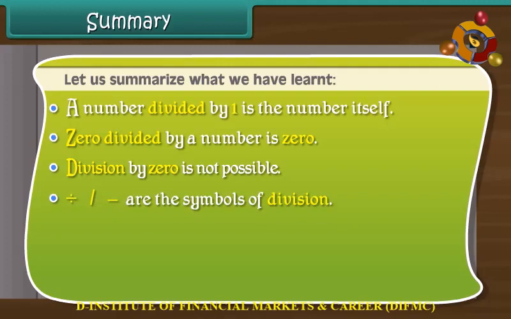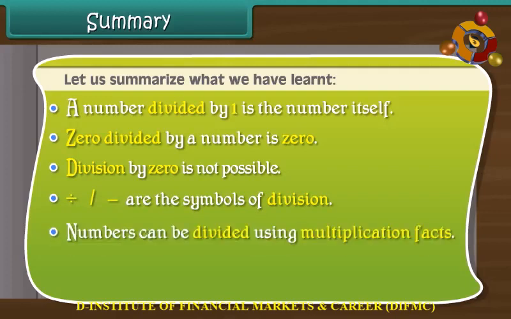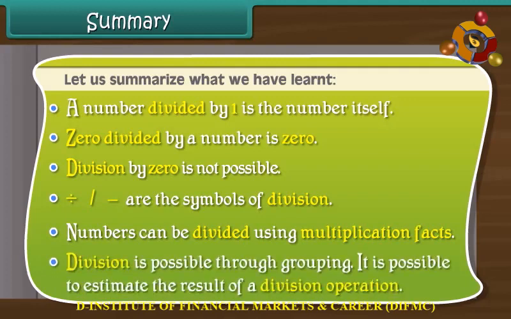These are the symbols of division. Numbers can be divided using multiplication facts. Division is possible through grouping. It is possible to estimate the result of a division operation.